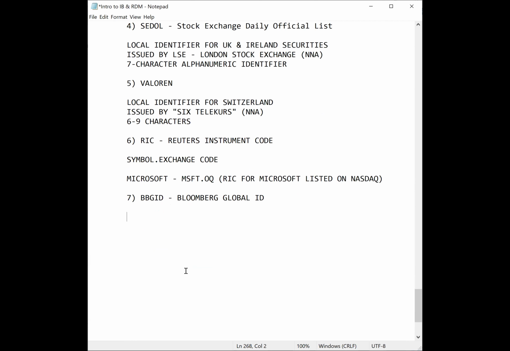All right. Similarly, we have Bloomberg. Obviously, it is issued by Bloomberg, right? It is a 12-digit alphanumeric code.